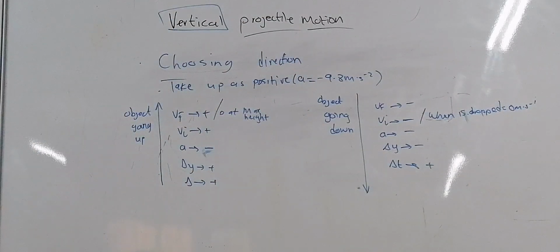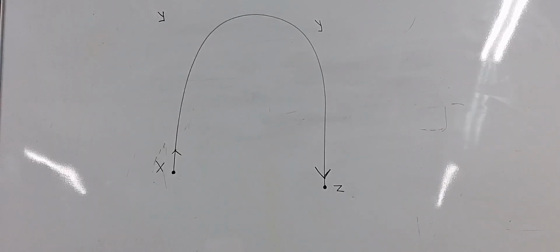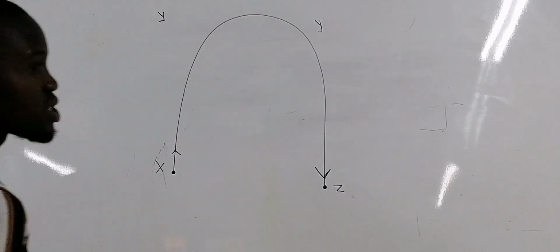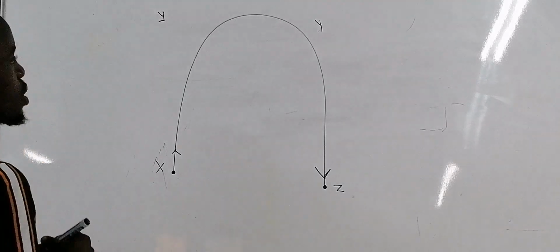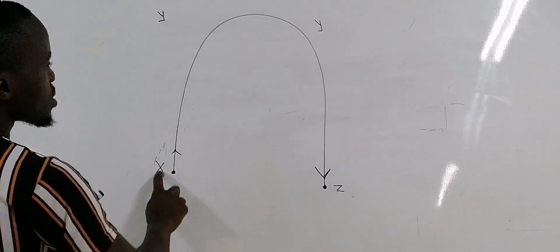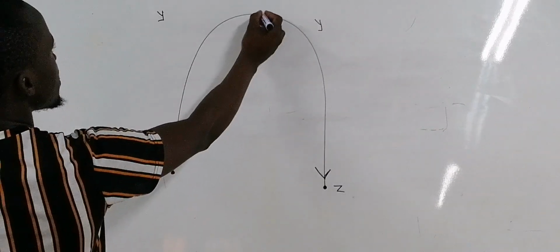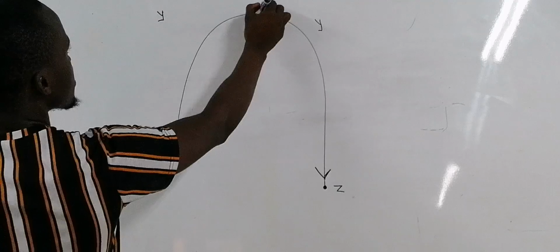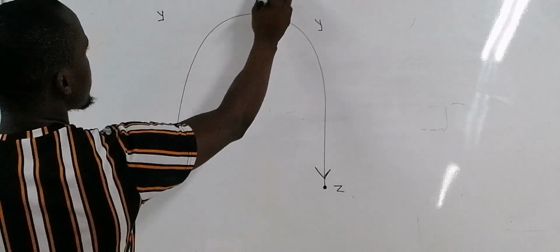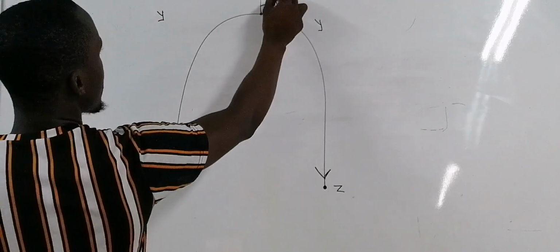Okay, let me just do the interpretation now. Let's try to interpret this, because it's very important for you to know it. We have point X to point Z. So this point here is known as the maximum height.